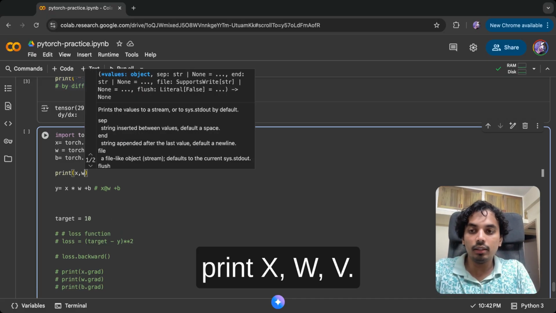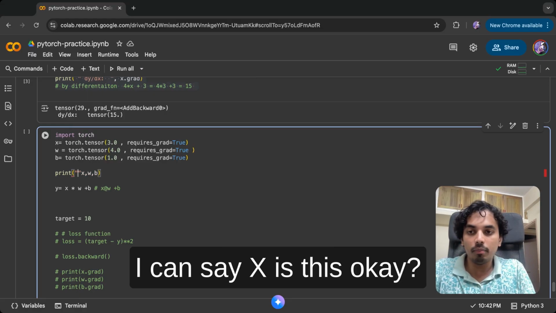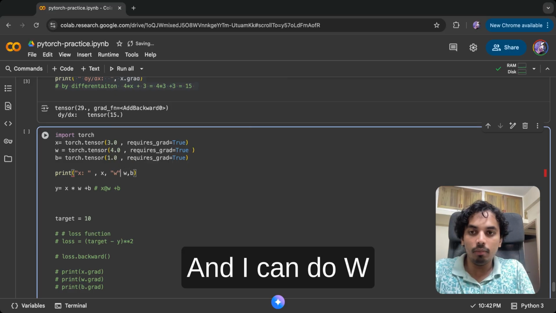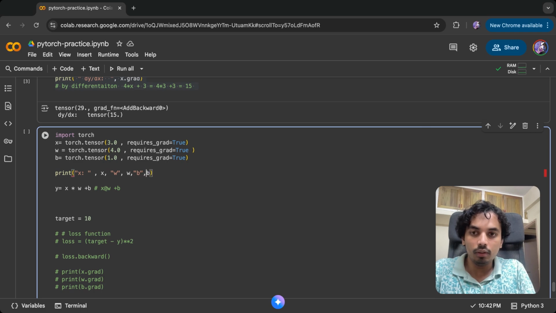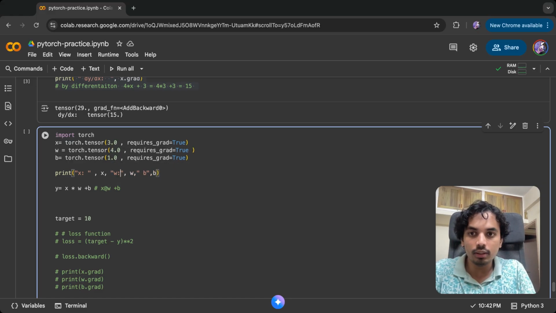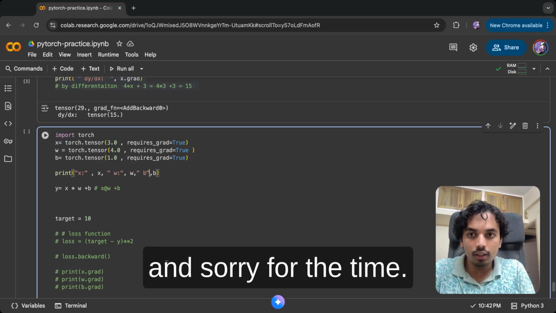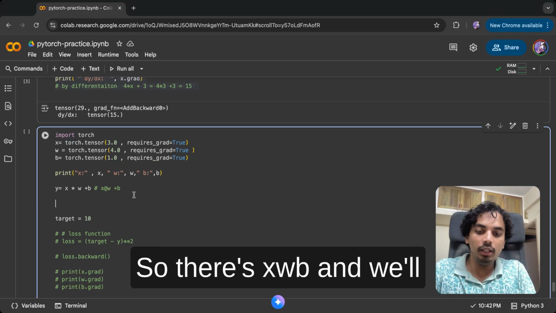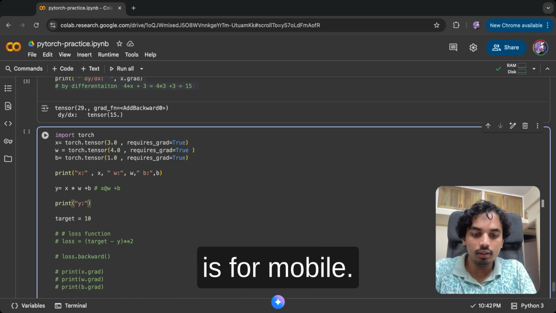Okay. So here I can just say x is this, okay? And I can do w, and then I can do b, okay? So I can just do x, w, b. I can say this, and space over here, and sorry for the time. So there's x, w, b, and we'll print y also first, okay? So we print y is.